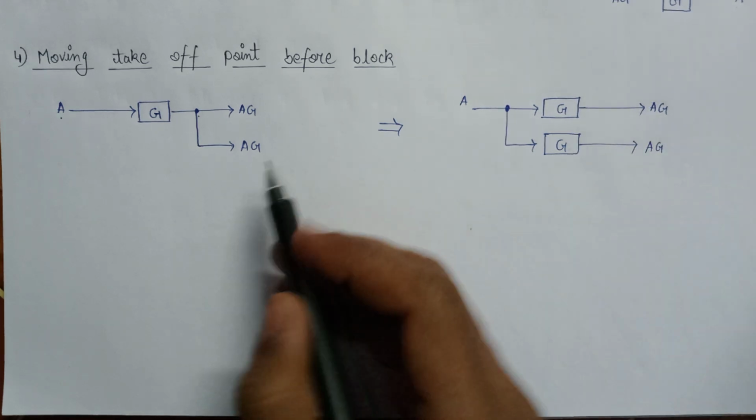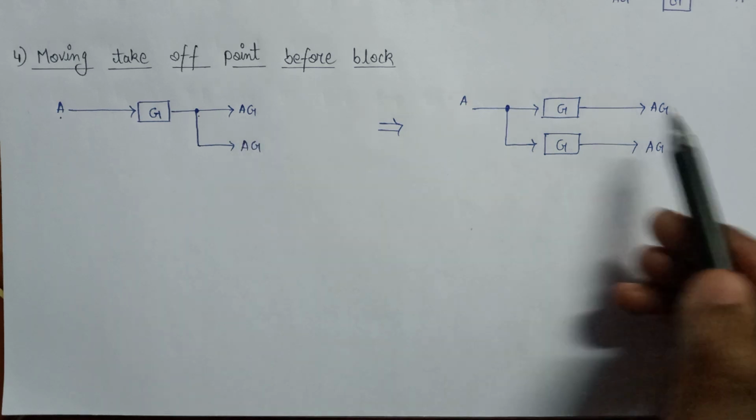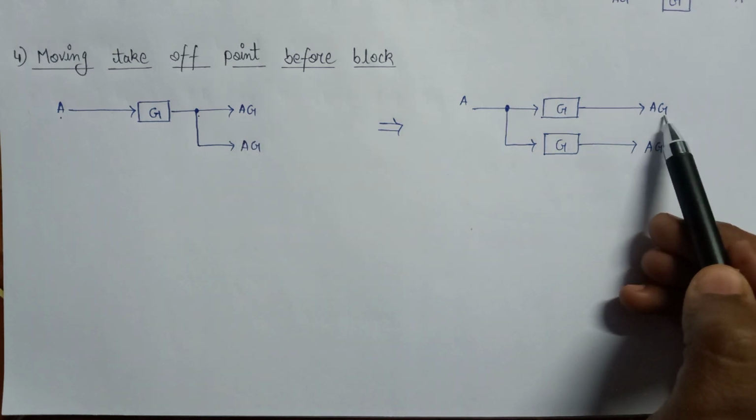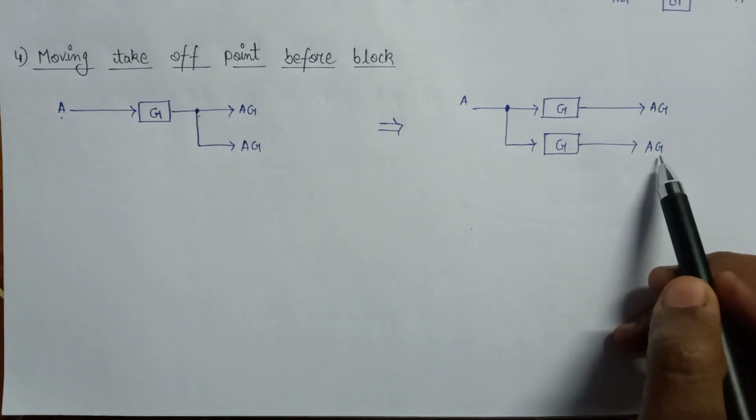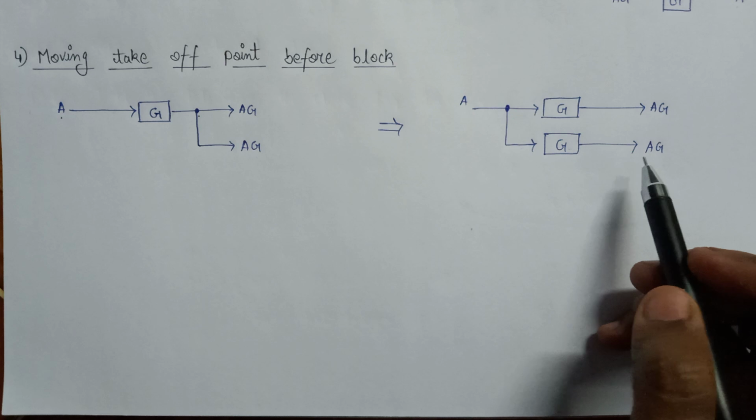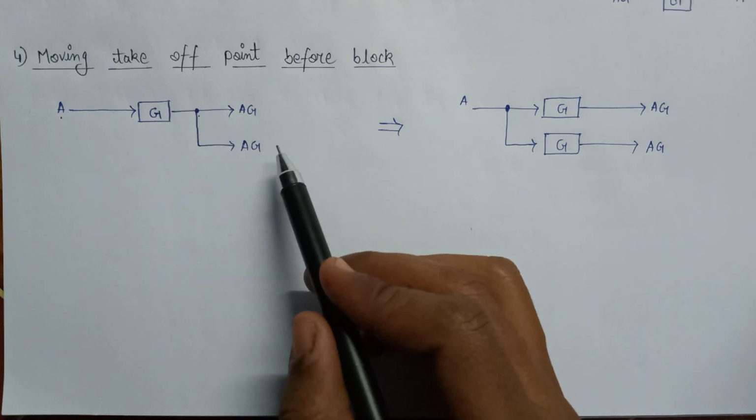So the output of the first branch is equal to the output of this first branch, and the output of the second branch is equal to the output of this branch. So we can say that rule number 4 is correct.